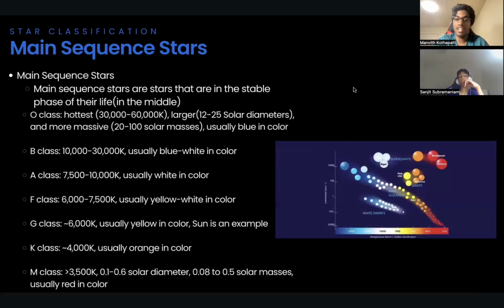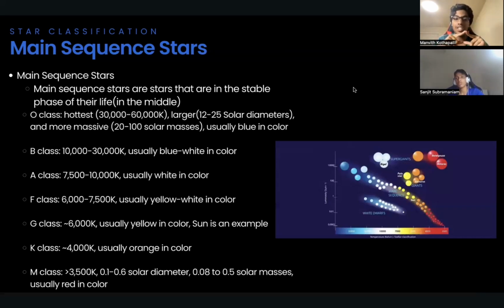Then comes yellow and white stars. So these are F-class stars. These stars have temperatures ranging from 6,000 to 7,500 Kelvin. They're still hotter than the sun, but not as hot as blue or white stars. So yellow white stars are usually like yellow subgiant stars.